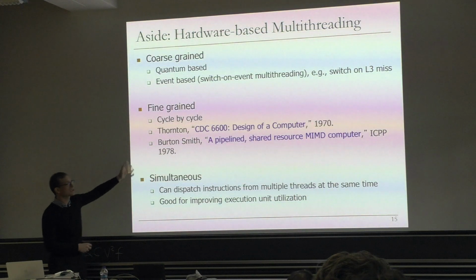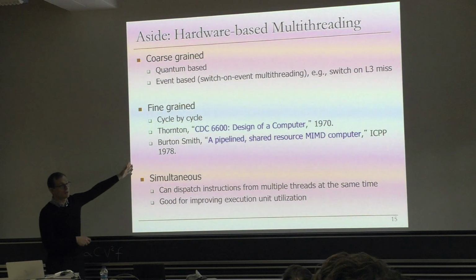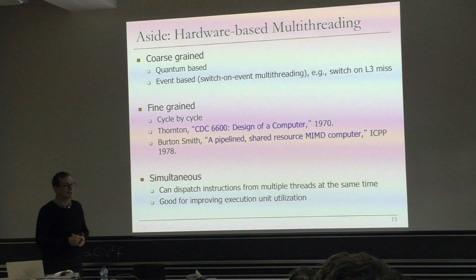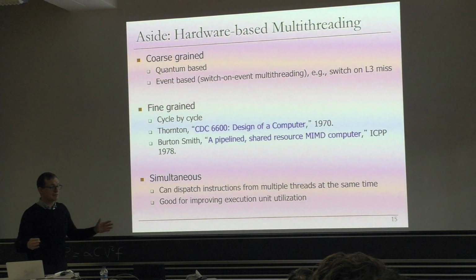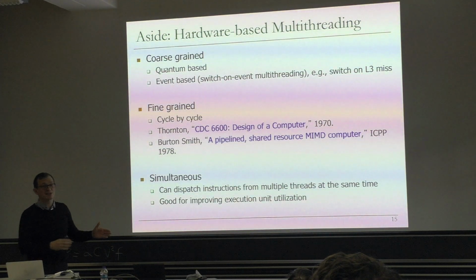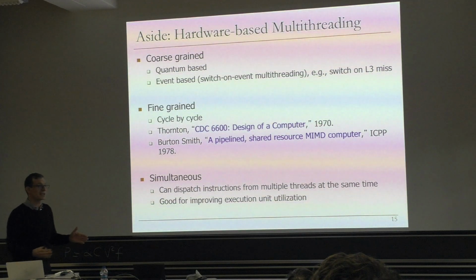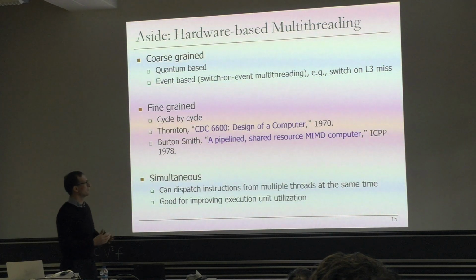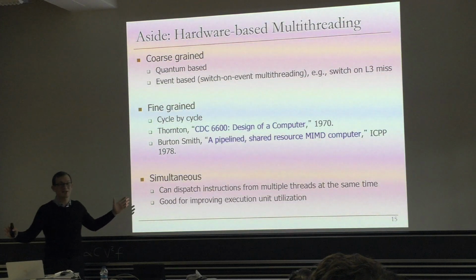Because you're really not switching cycle by cycle. Here, in the purest form, the definition of fine-grained multi-threading is you fetch from one thread every cycle, and if you have, let's say, n threads, the next time you fetch from the same thread is n cycles later, because you really need to fetch from the other n-1 threads in the remaining n-1 cycles. Make sense? Here, you can actually fetch from all the threads at the same time.